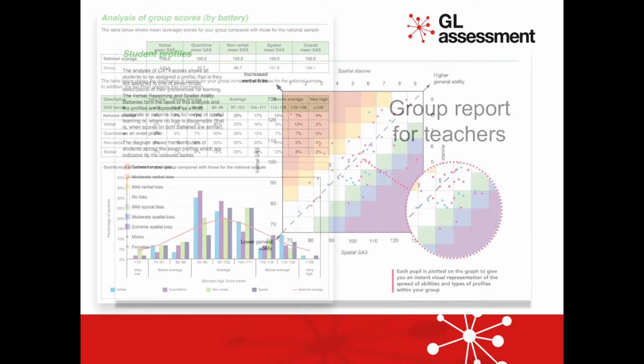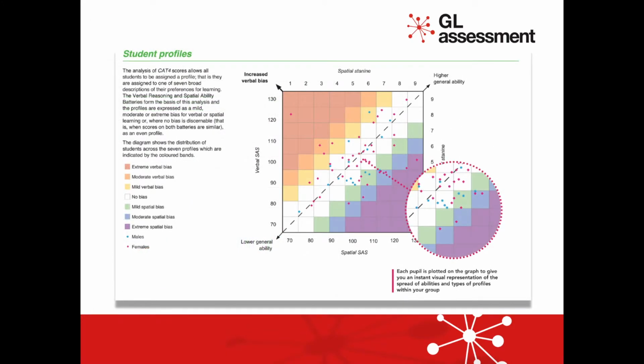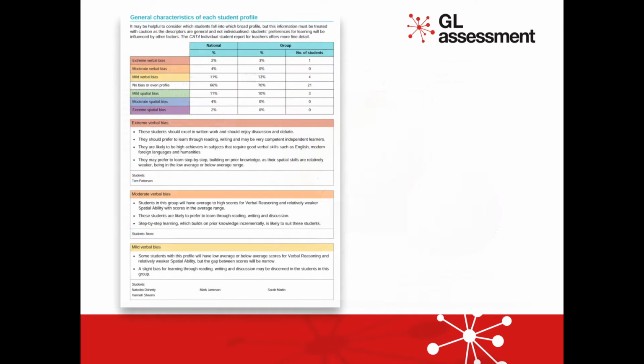the various ability bands. The scatter graph report for the whole cohort gives a very clear visual representation of the student distribution, both in terms of actual standardized age score levels and the relative difference in spatial and verbal scores. This relative difference is used to classify students in terms of their learning bias. This bias forms the basis of the narrative report we will see in the individual student report for teachers.